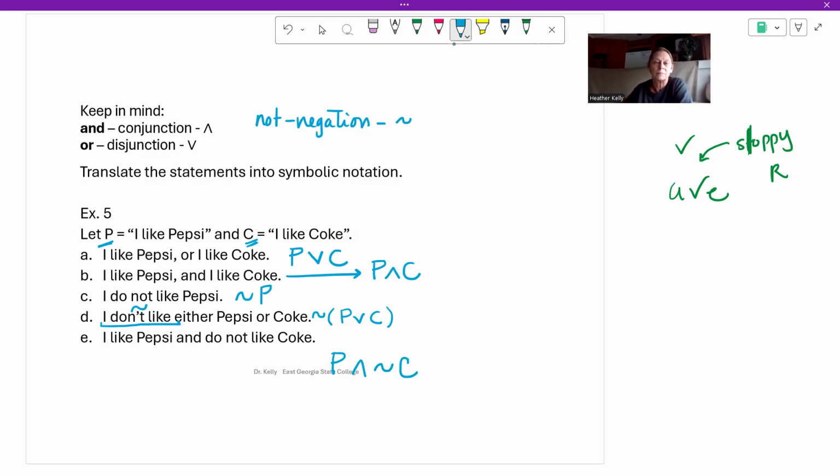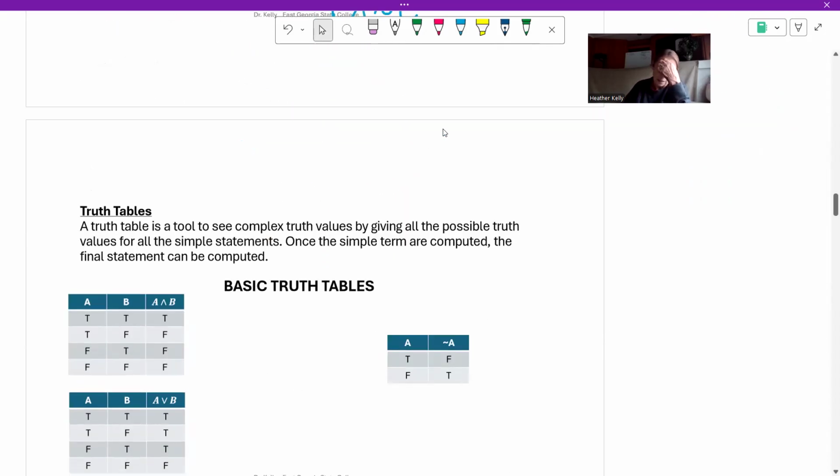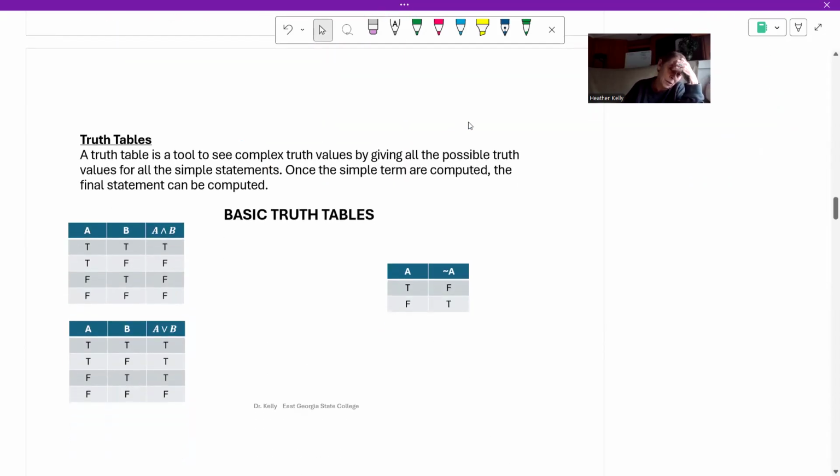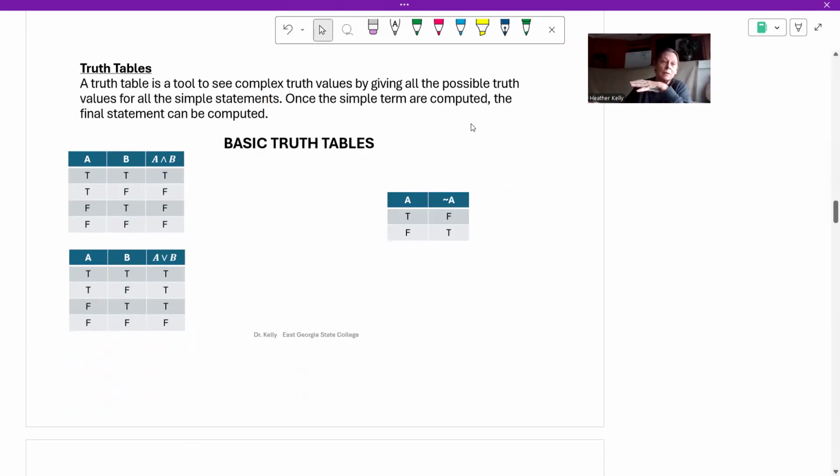Okay. All right. So that brings us here to this crazy looking business. These are truth tables, and a truth table is a tool to help you see complex truth values. They're based on statements like ands and ors, and we'll also be looking at the conditional and the biconditional, and of course, the negation. So these are the three basic truth tables that we're going to start off with.